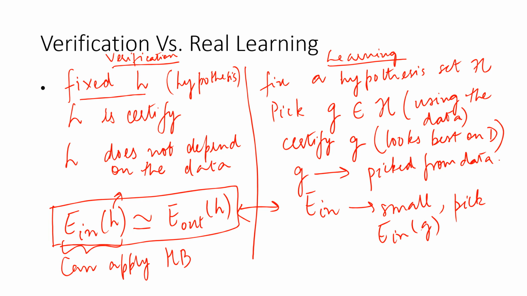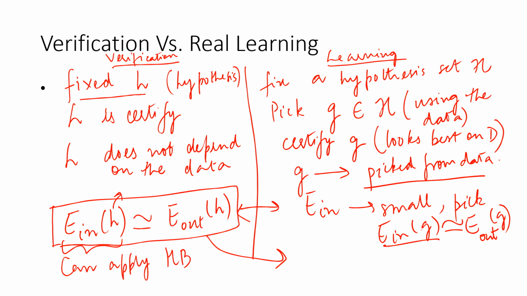Now, we want the same thing here. We want this E_in, which is this, to be as close to E_out, which is the out-of-sample error calculated on g, as much as we can, right? So we want that. But remember, g came out of the picking process, right? That's how learning works. We have to pick one g from the data that we have.